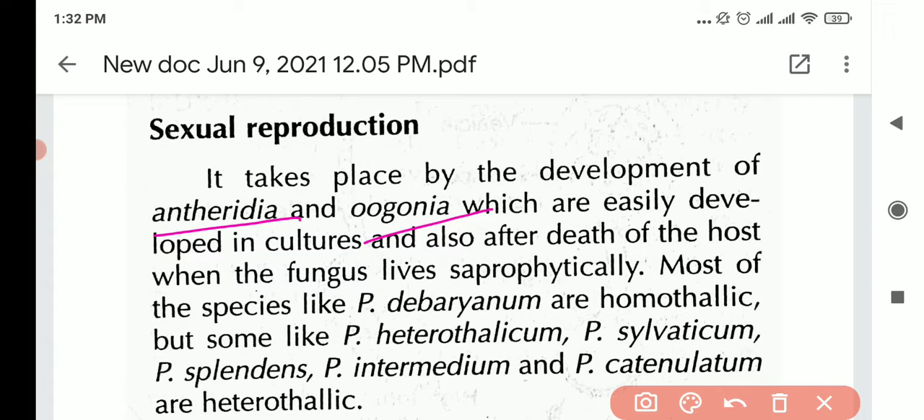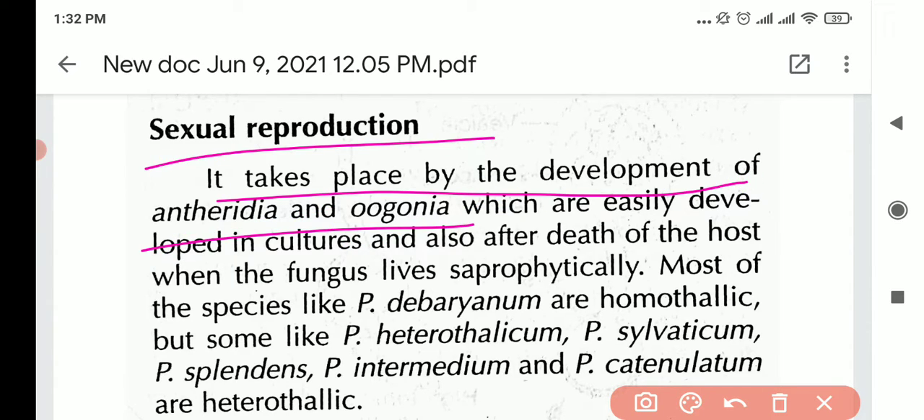What will they produce? Antheridia will produce antherozoids, which are male, and oogonia will produce the ovum, or the egg, which is the female. So let's read. Sexual reproduction takes place by development of antheridia and oogonia, which are easily developed in cultures and also after death of the host when the fungus lives saprophytically.